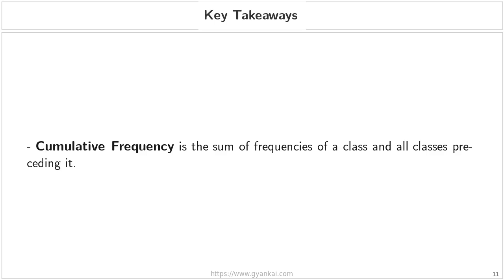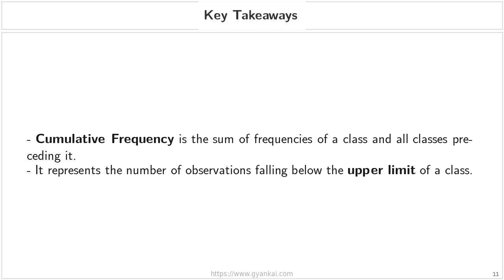Key takeaways. First, remember that cumulative frequency is simply the running total. It is the sum of the frequency of a specific class and the frequencies of all the classes that came before it. Second, it is crucial to remember the perspective we discussed earlier. The cumulative frequency represents the total number of observations that fall below the upper limit of a given class.